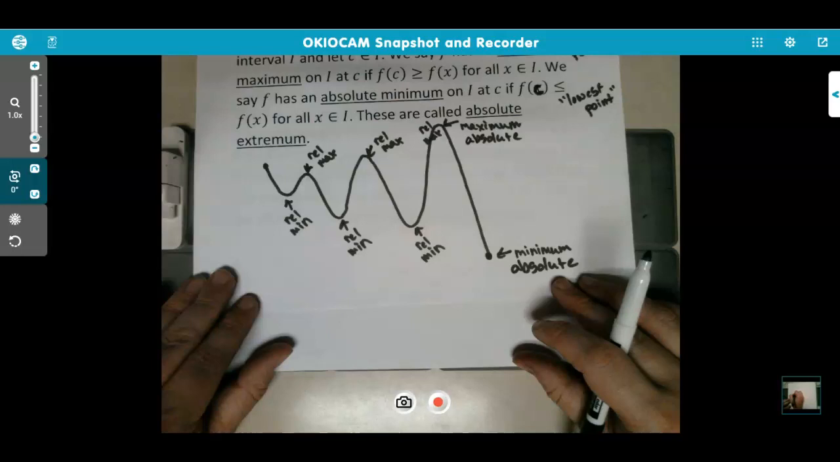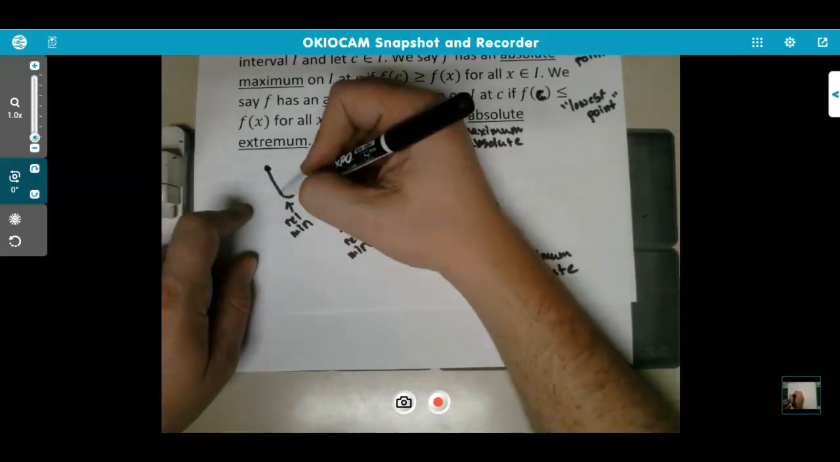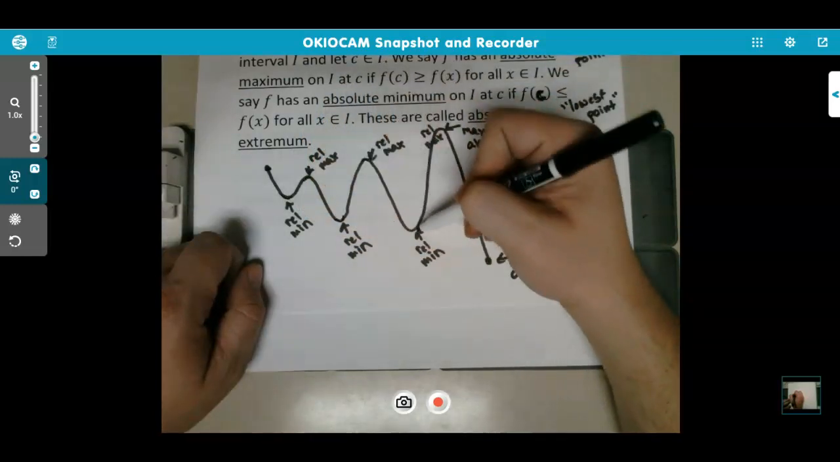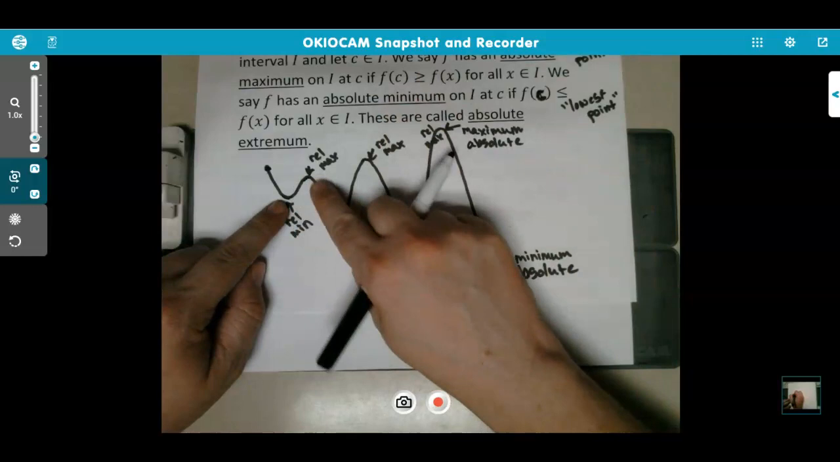So the absolutes are either at one of the endpoints, because I could see it could have been here, but it's not because I have this high point here. But it could have been here, or just like I see right here, the smallest point could be right here. So it's either the endpoints, or it's where I have a trough or a peak. Well, let's look at each of these points right here, what I see.